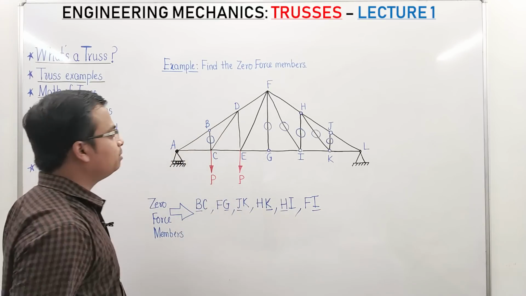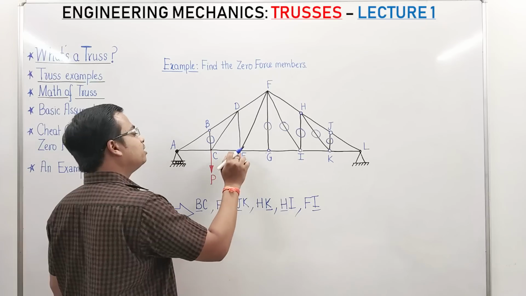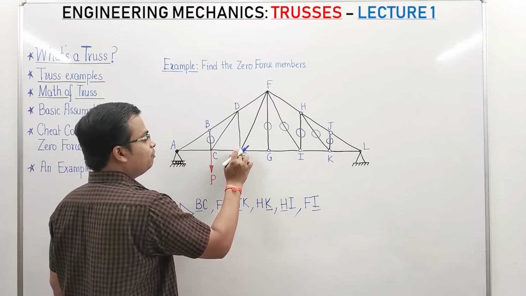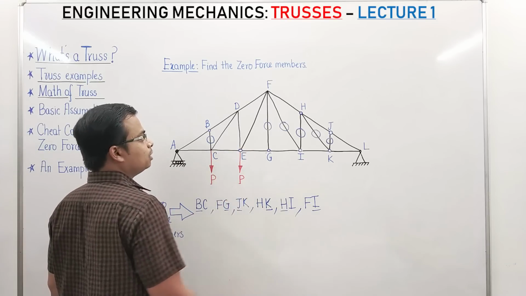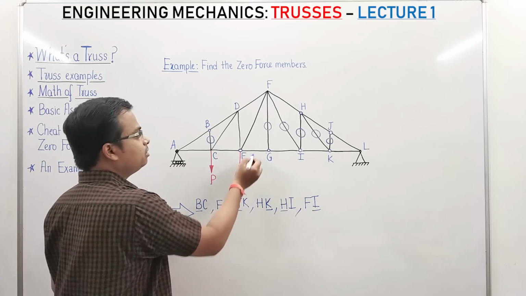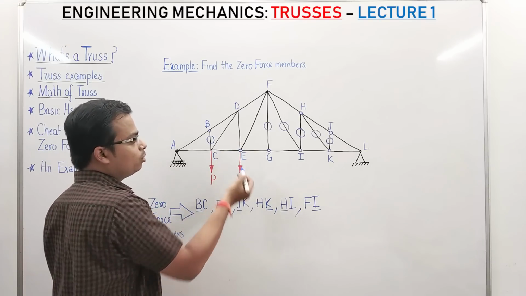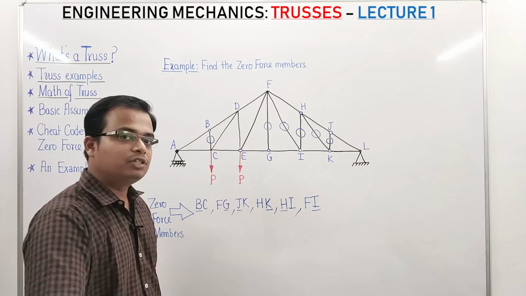Now some of you guys might be thinking, why did I not consider this joint E? Even if you focus on joint E, you can clearly see that there are four members and there is already a load acting. So you cannot apply either of the cheat codes.